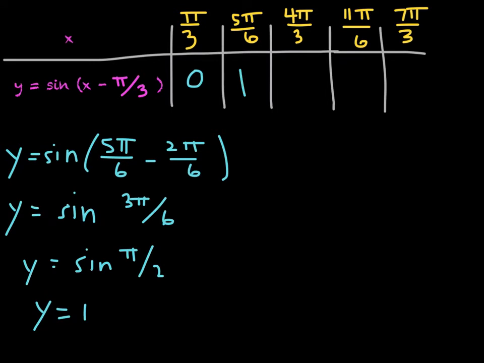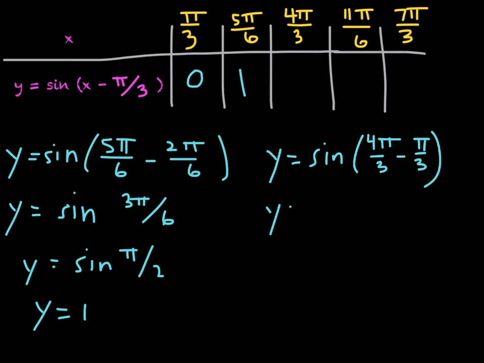So we started out at an x-intercept. Now we're moving up to a maximum, so we expect to come back down to an x-intercept. So let's see if I can show you that. Y is equal to sine of 4 pi over 3 minus 1 pi over 3. Well, that's just 3 pi over 3, which is pi, and sine of pi is 0. All right, folks, you know the pattern. If we started at an x-intercept, we moved up to a maximum, and now we're coming back down to an x-intercept, what comes next? Negative 1, that's right.